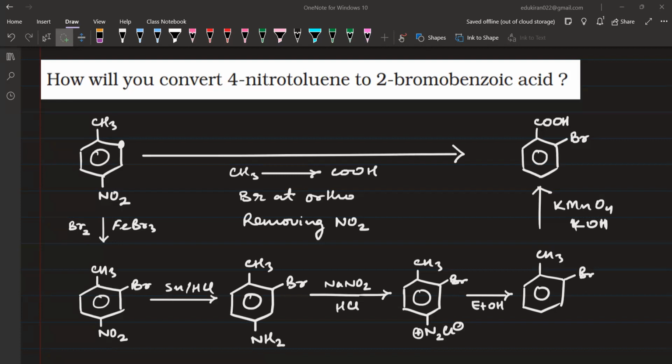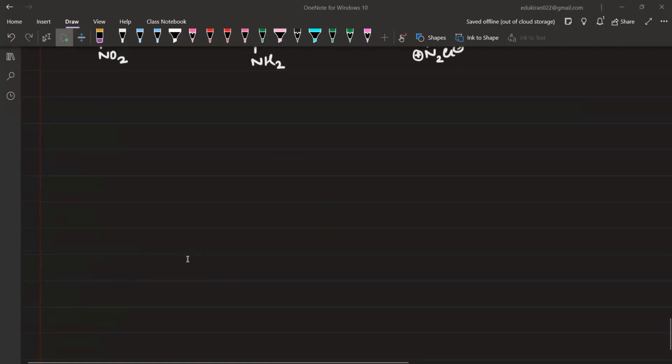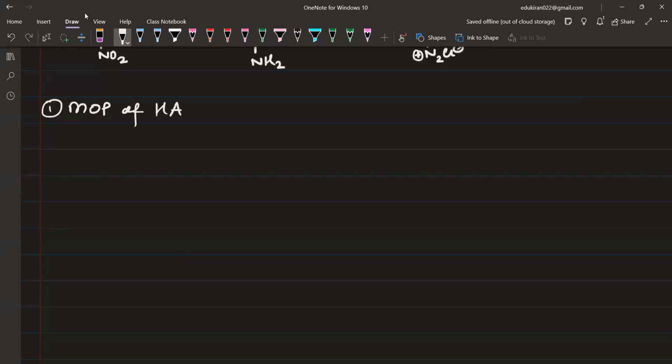So see, the organic chemistry portion is over by this conversion. The theory that you had to cover has now reached you. Now what you need to do now is start making short notes. Now, first of all, what do you have to do? You have to prepare method of preparation on 1 page: method of preparation of haloalkane and haloarene.